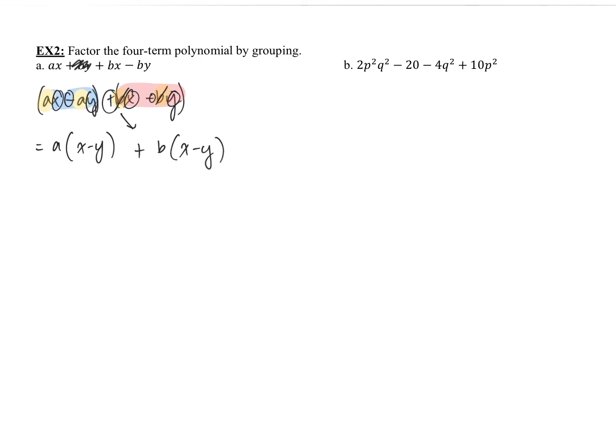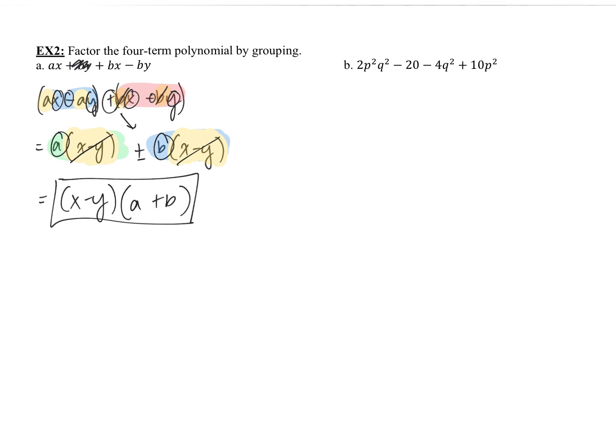All right, so now, what have we created? Well, we have created something that is only 2 terms. So now we have a new first term, and we have a second term. Now looking at these two, do they have anything in common? Yes, they both share an x minus y. So we'll go ahead and factor out the x minus y. So x minus y. And then what's left over? Well, what's left over is the a plus the b. And there we have factored by grouping.